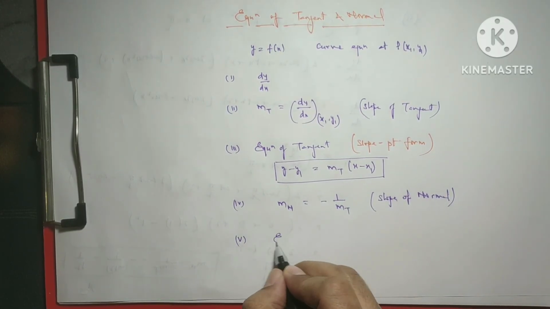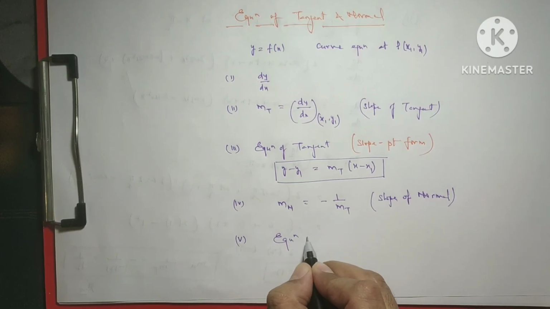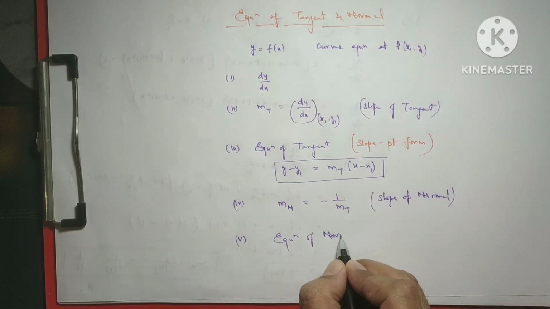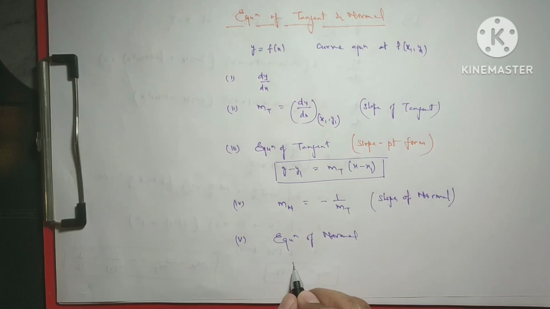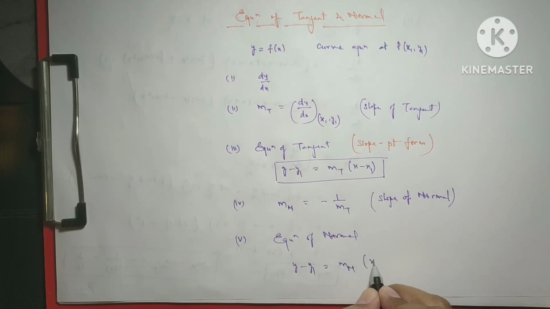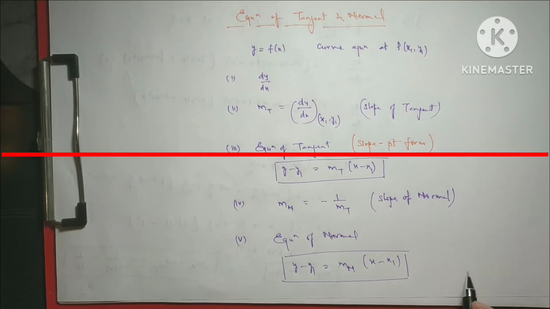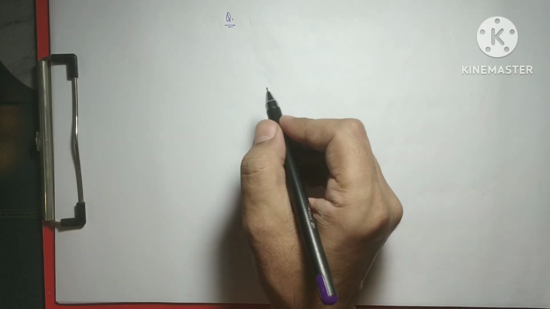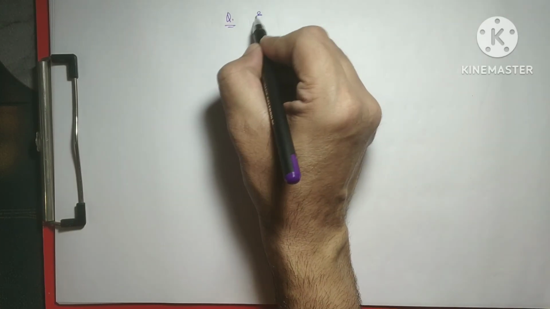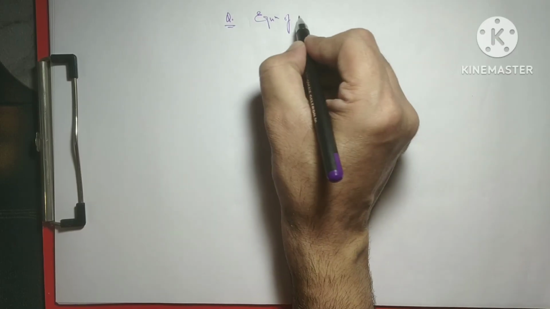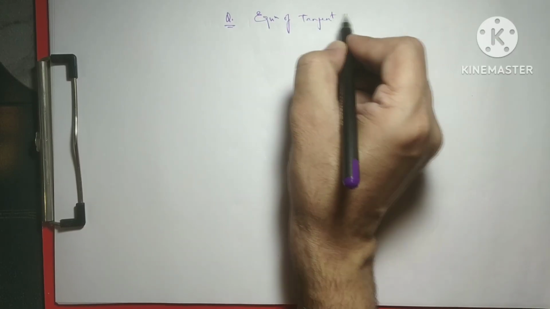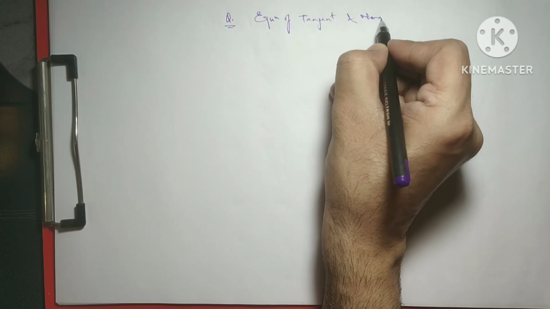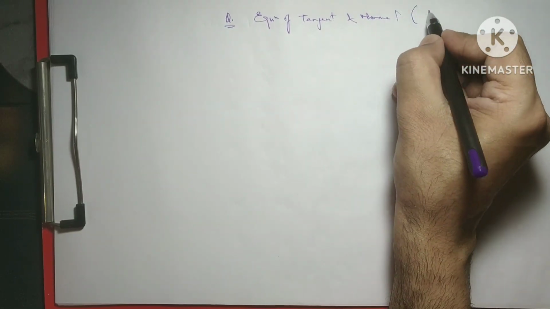Now the equation of normal will be y minus y1 equals mn times x minus x1. So this is the working rule. So the question is, find the equation of tangent and normal using the calculus method.